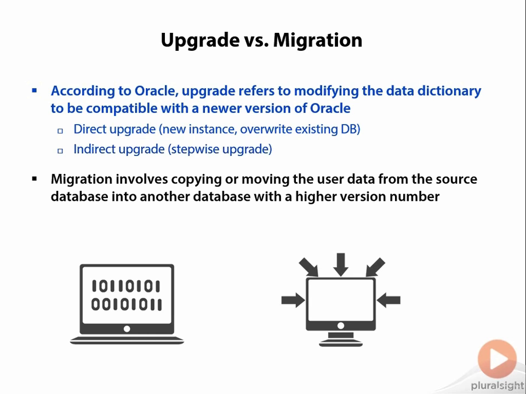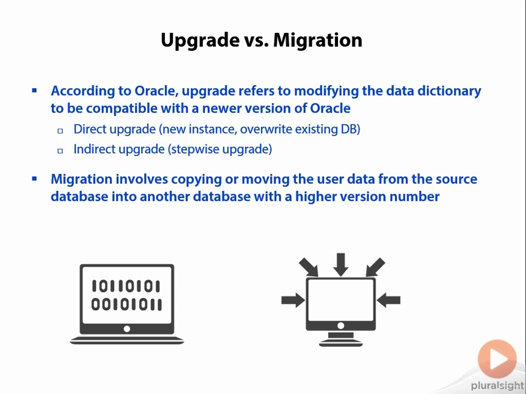Now another way to go is to do an indirect upgrade, and basically you're going to do this if you're running a source version of Oracle that doesn't support the direct upgrade method. All right, so that's upgrade, where you actually upgrade or modify the data dictionary of the source database to be compatible with the current version.